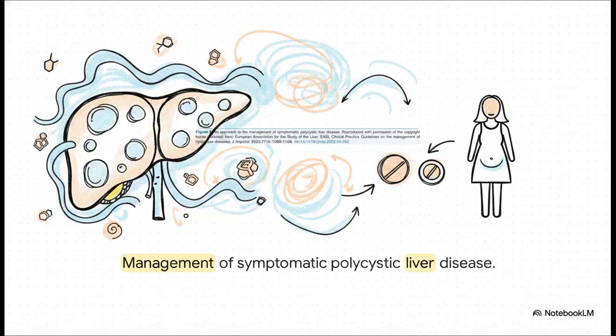Managing the extrarenal manifestations adds a whole other layer of complexity, particularly polycystic liver disease. Interestingly, because estrogen accelerates liver cyst growth, female patients, especially those who have been pregnant or used oral contraceptives, are at a significantly higher risk for massive, highly symptomatic liver enlargement. This usually requires specialized multidisciplinary care from hepatology.